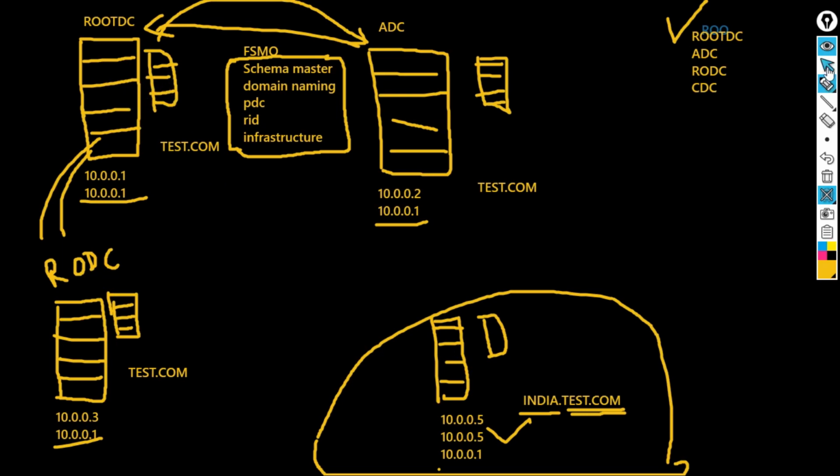The command you can note down somewhere. The command is netdom. You can check by this command: netdom query fsmo. By giving this command we can see these FSMO roles, and you have to identify them.